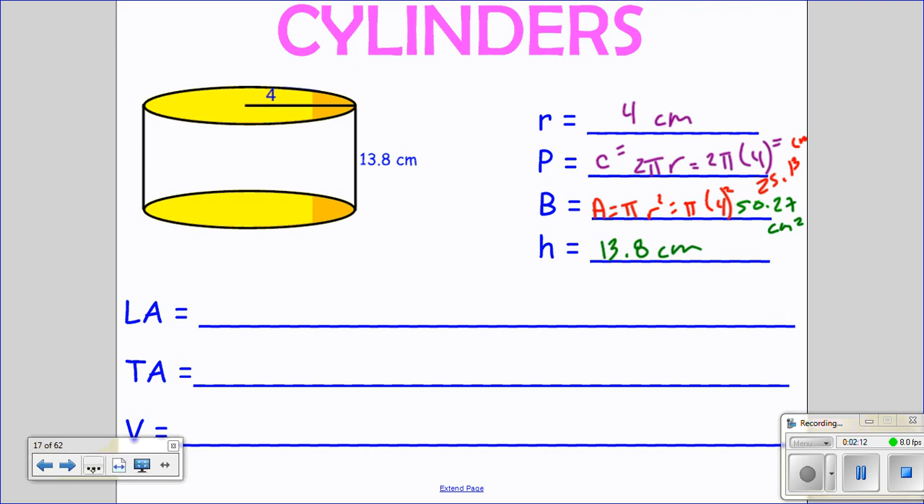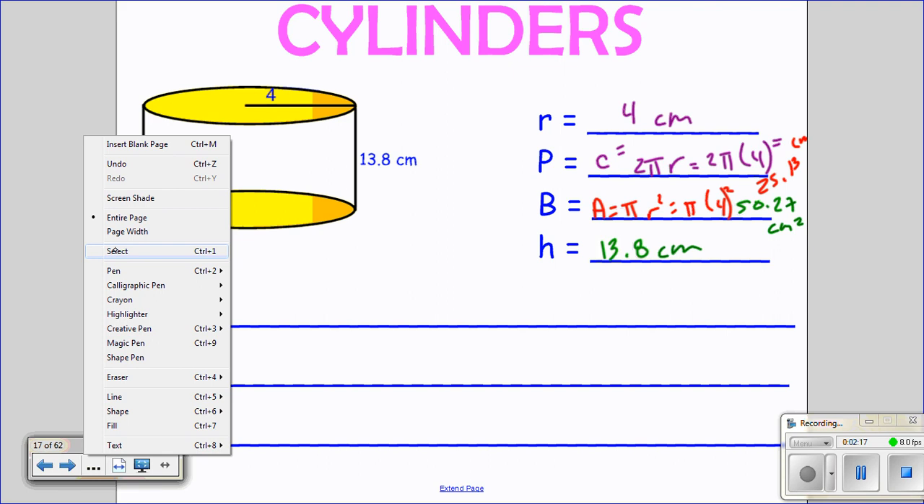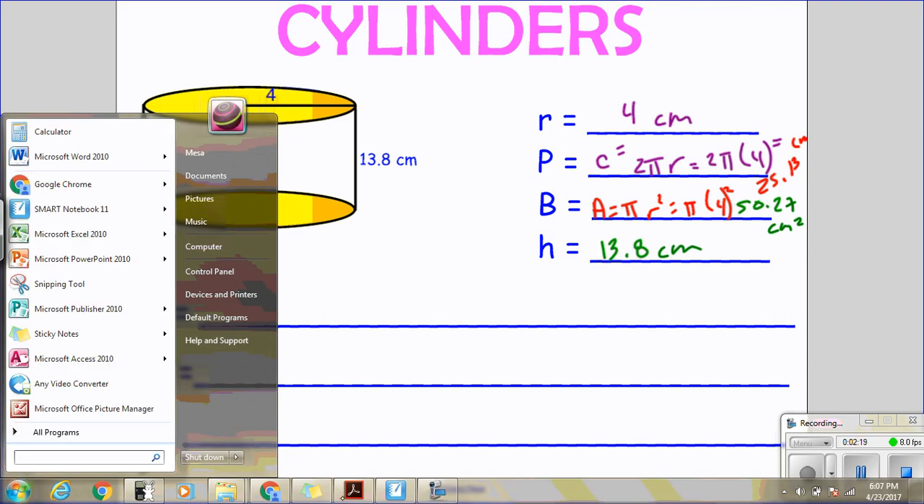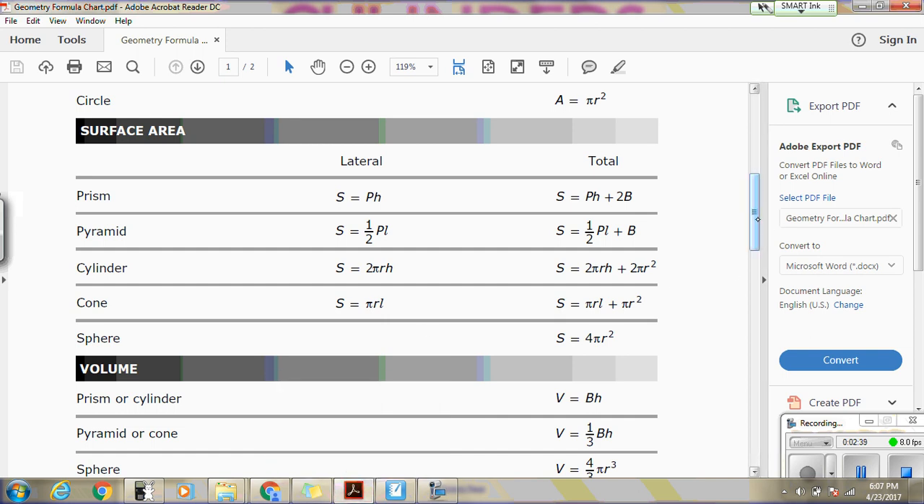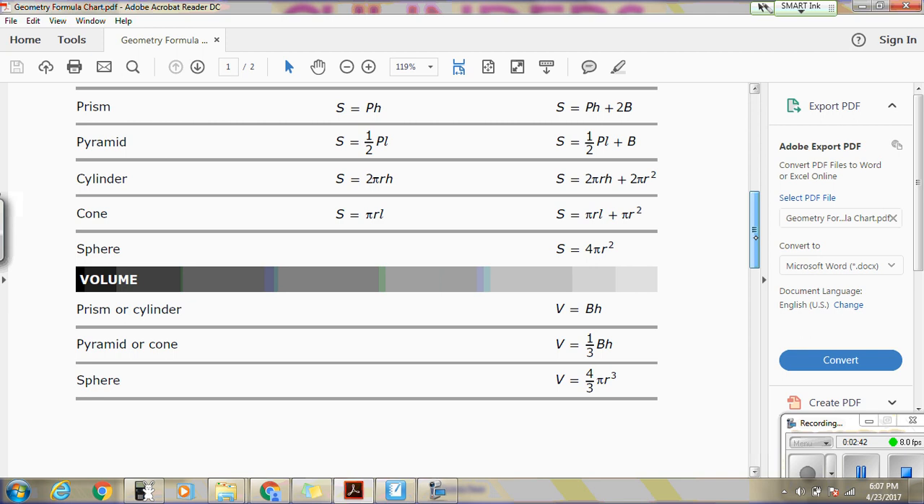Now we need the formulas for the lateral area and total area and the volume. So let's go to our chart. For lateral area, it's 2 times pi times radius times height. And for total, it's the lateral plus 2 times pi times radius squared. And then for our volume, it's base times height.